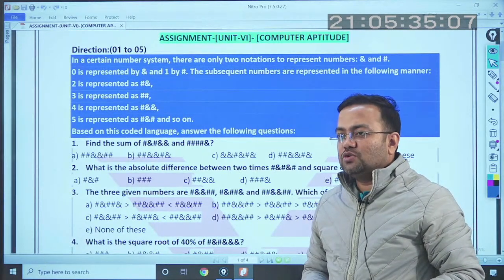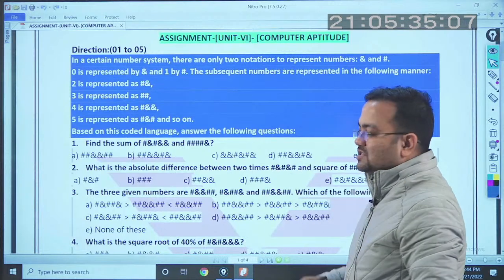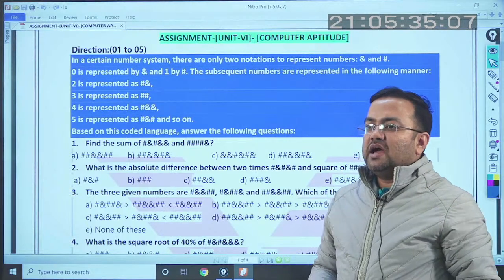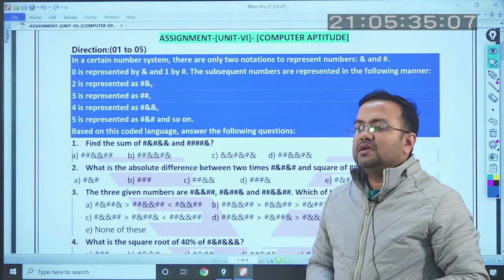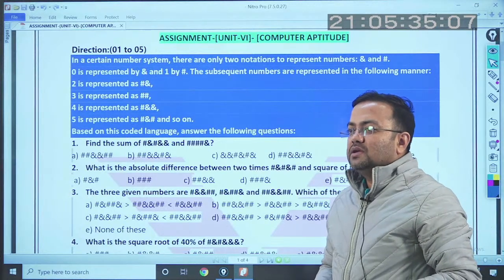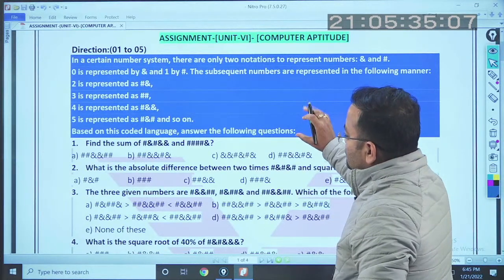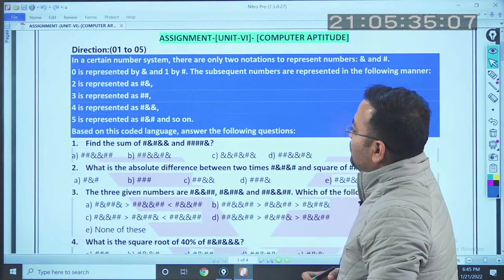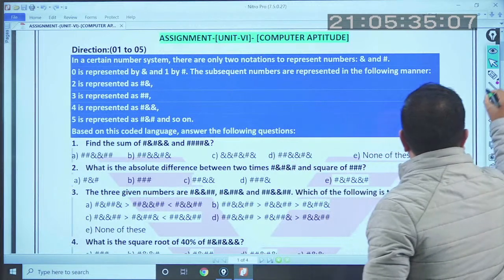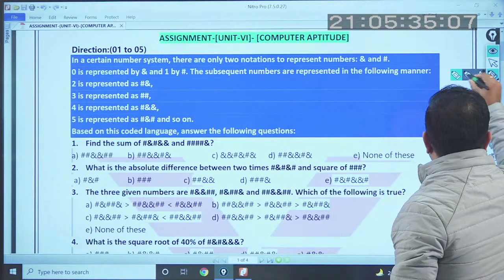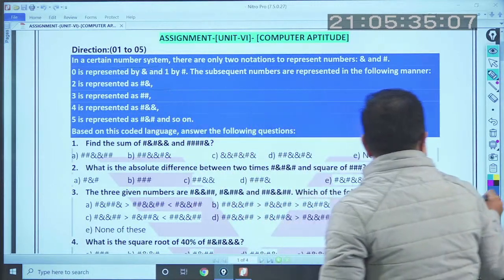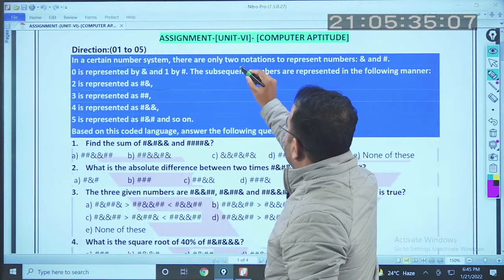Okay students, let us go through a detailed discussion of previous year questions related to your computer section. This computer section especially comes with the reasoning part, and it is known as computer aptitude. In this session, see here, the direction is given: in a certain number system, there is a number system which is used, and it has defined certain notations. In this number system there are only two notations.